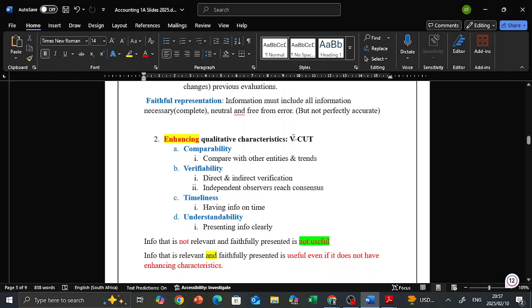V standing for verifiability. I should actually change the order of this so that it matches with V-cut. But V, verifiability, C, comparability, U, understandability, and T, timeliness. You should be able to cram these, even though I do not recommend cramming. That's why we are working so hard in the beginning. But you should be able to remember that these ones end with ability, ability, ability. Then this one's just the odd one out, timeliness. All right. Is everyone good with that?